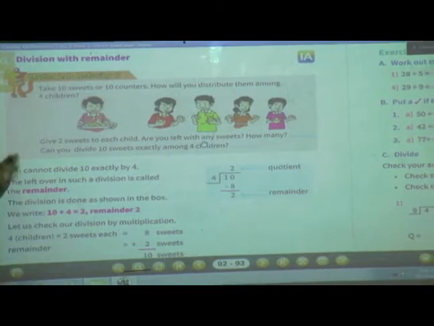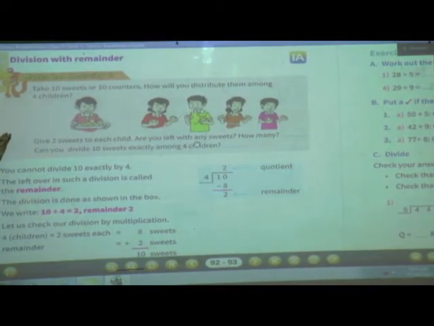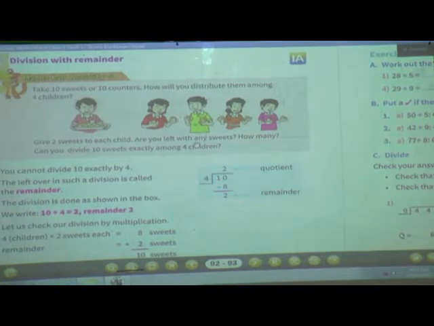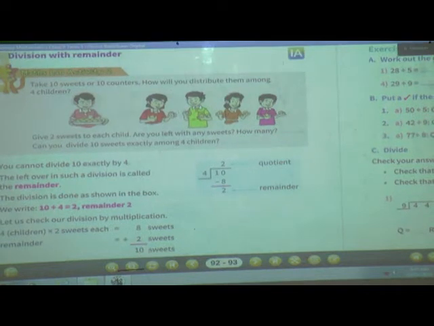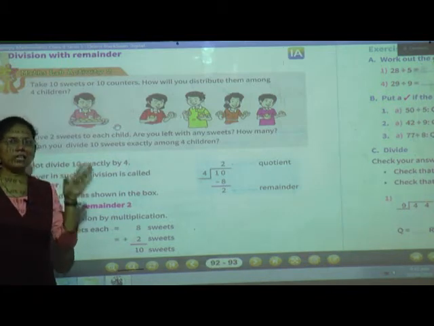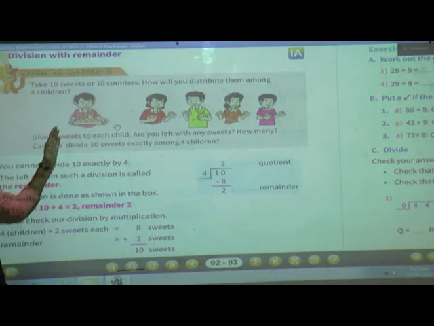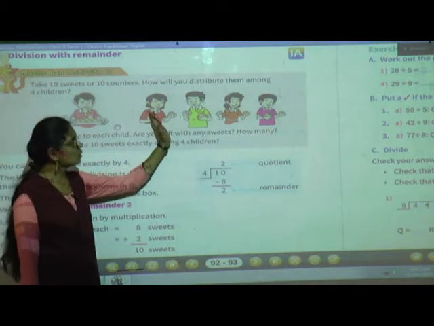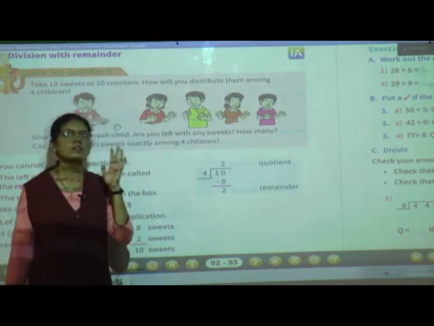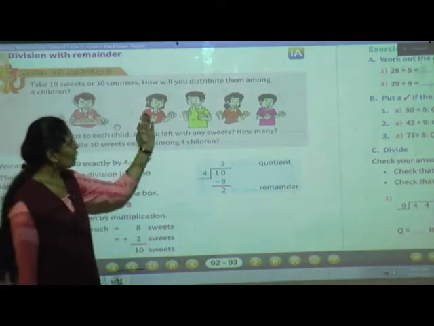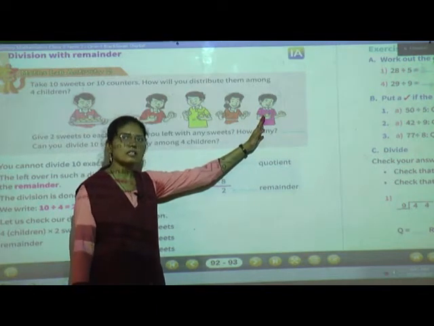Okay. Now here is one example, one activity they have given us. We will see that activity first. Take 10 sweets or 10 counters. How will you distribute them among 4 children? Now see, here we have 10 sweets, and we have to distribute those 10 sweets among 4 children. Here you can see 4 children, 1, 2, 3, 4, and we have 10 sweets to distribute among these 4 children.